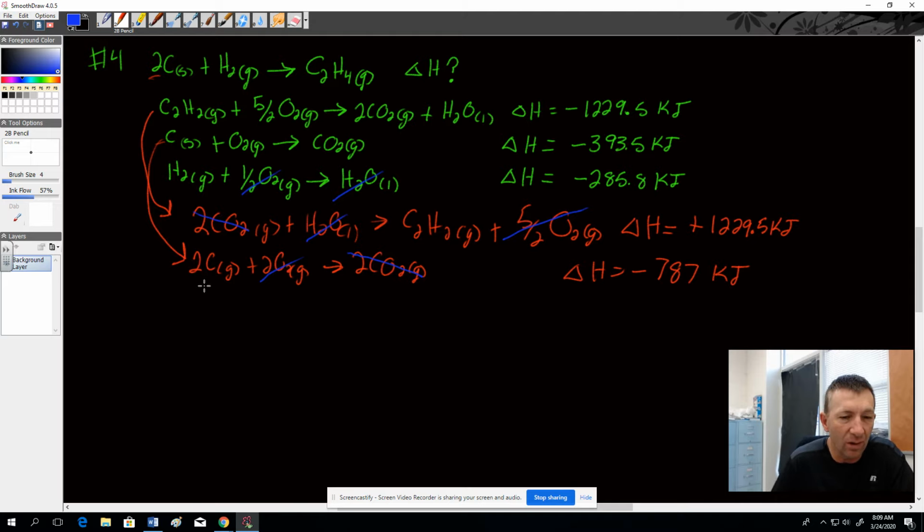So right here, we've got 2 carbons. That's supposed to be a solid, an S, not a gas. Plus we've got H2 gas. And that's everything on the left side of the equation, equals on the right side, the only thing we have here is C2H2 gas. Now, if we look, this equation has to match up to our first original equation up here on the top, which it does. That means we did it right.